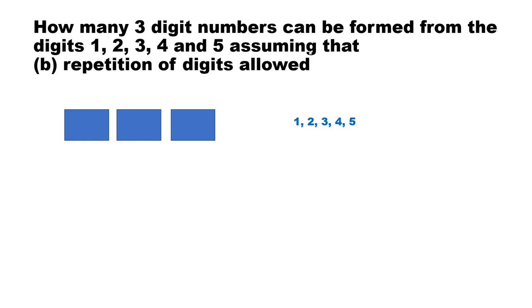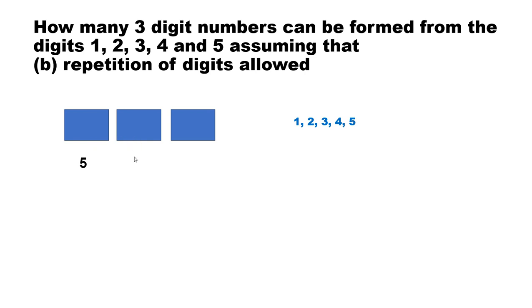How many 3-digit numbers can be formed from the digits 1, 2, 3, 4 and 5, assuming that repetition of digits is allowed? So in this case it's the same as what we did in the previous question. The only difference is the condition which says repetition of digits is allowed. So we write down the number of digits that are available, 1, 2, 3, 4 and 5, and since it's a 3-digit number we have 3 boxes, and for the first box we have 5 ways of filling it up. We can fill it with 1 or 2 or 3 or 4 or 5. So that is 5 ways of filling up.